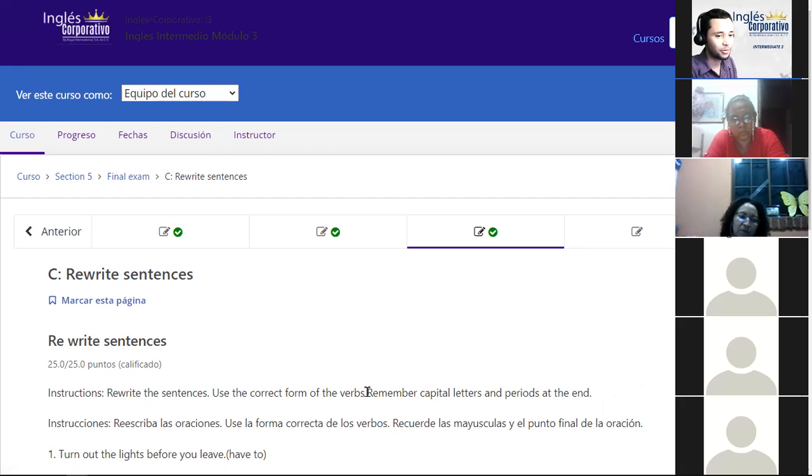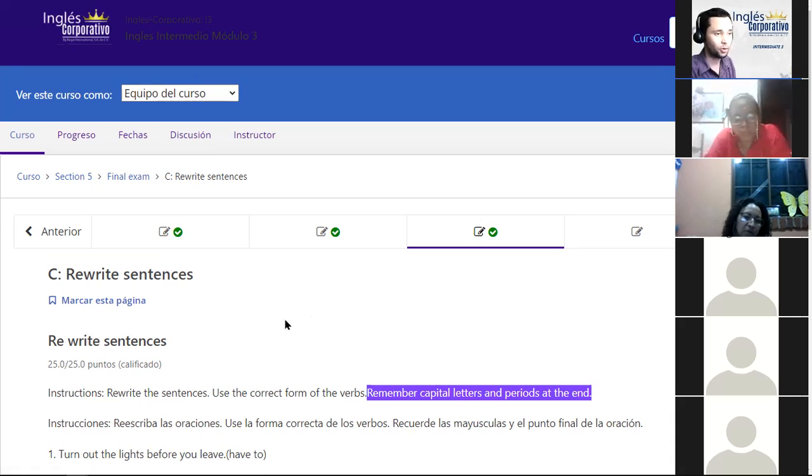Aquí les están diciendo, acuérdense siempre, ¿verdad? Ocupar letra inicial mayúscula y punto final. Porque si no le pone el punto, se lo va a tomar malo. Si no le pone mayúscula al principio, también se lo va a tomar malo. Entonces, mucho cuidado acá. Entonces, ¿qué hay que hacer? Turn out the lights before you leave. Have to. ¿Cómo nos quedaría esa? Ocupando have to. To express obligation or necessity.